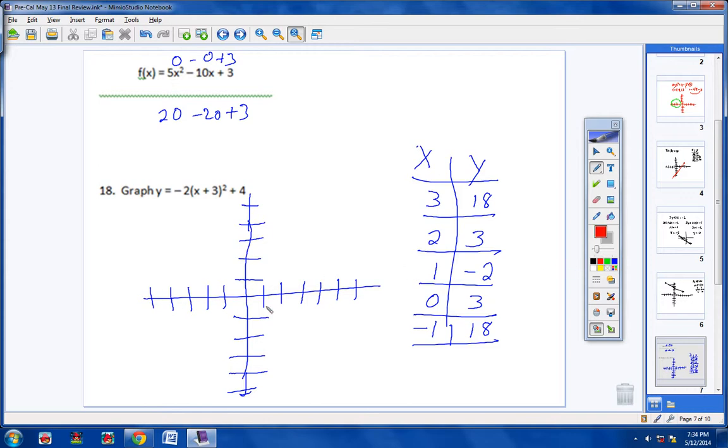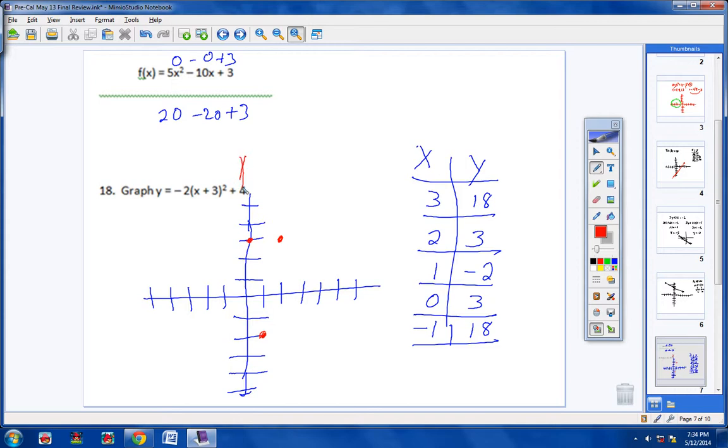Okay, our vertex would be at 1, negative 2, and then we go over 2 and up 3, and then 0, 3 is right here. And then the other 2 points, 3, 18 is way up here somewhere, negative 1, 18. Let's see. Yes, this point right here is wrong, and I apologize. This is 0, 3. So this point right here should go right there. There we go. And then negative 1, 18 is way up here somewhere.